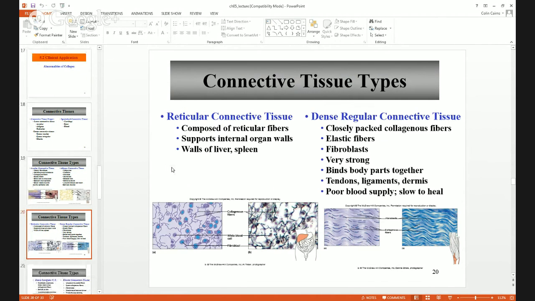The reticular connective tissue is composed of reticular fibers and supports the internal organ walls. You'll find it in the walls of the liver and the spleen.